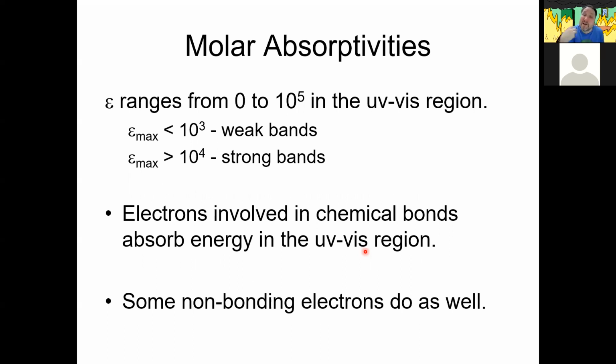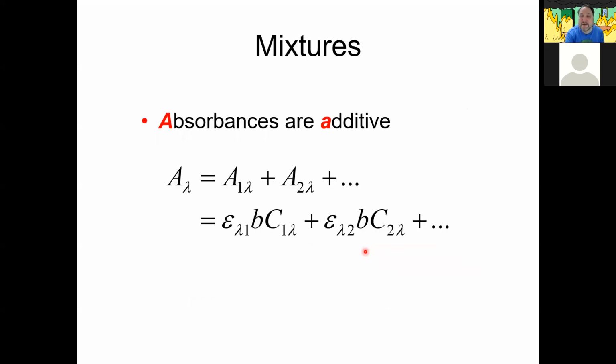there. Our epsilon values are going to be ranging from 10 to the minus 5 in the UV region, and we already saw that some non-bonding electrons do this, but it's mostly going to be bonding electrons.